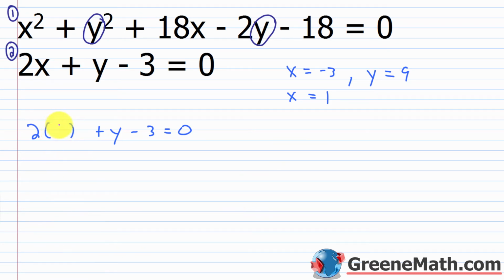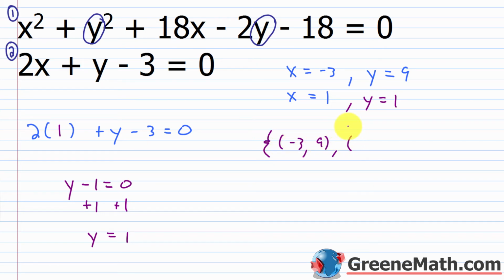So what about when x is 1? So 2 times 1 is 2. So you'd have 2 minus 3, which would give me negative 1. So you'd have y minus 1 equals 0. Add 1 to each side of the equation. You get y is equal to 1. So as our solution set goes, we'll have the ordered pair negative 3, 9. And we'll have the ordered pair 1, 1. Now I'm not going to go through and check these, but I recommend that you do. I already know they work because when I set up these problems, I did check them.